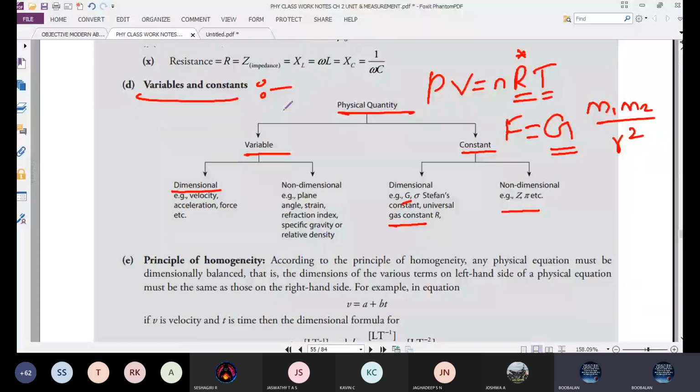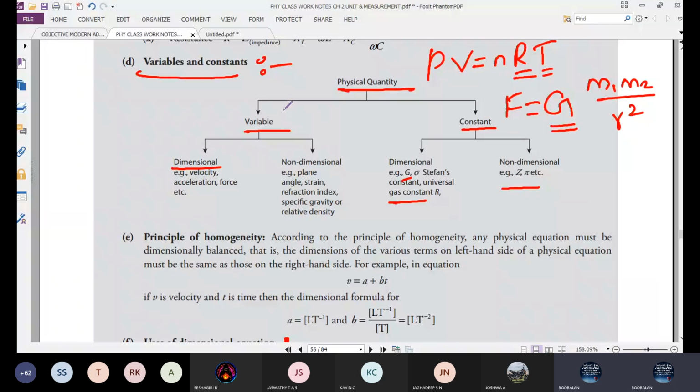Okay. Next topic, the principle of homogeneity. The principle of homogeneity means the LHS equals the RHS. Left hand side is equal to right hand side. Simple definition: LHS equal to RHS. See here, V equals A plus BT. That is, the V value equals the A value, and the V value equals the BT value. That's all.